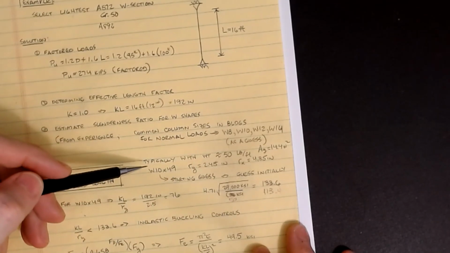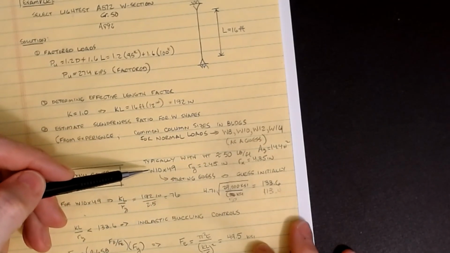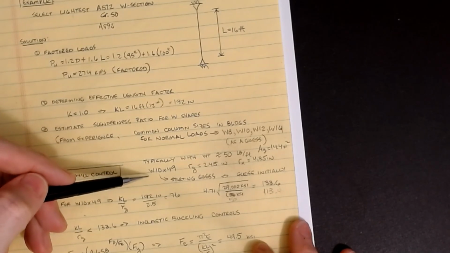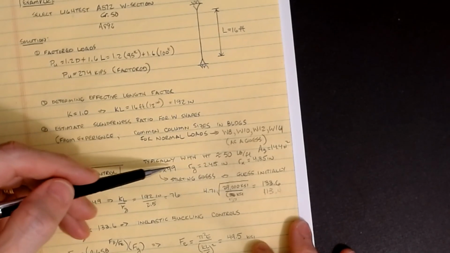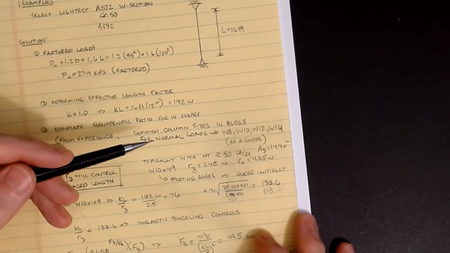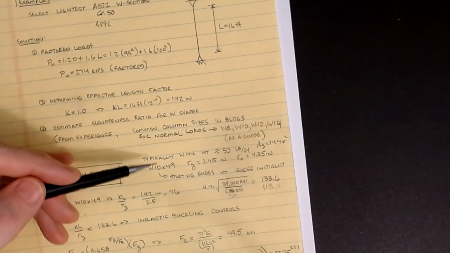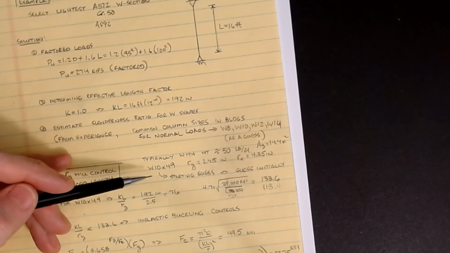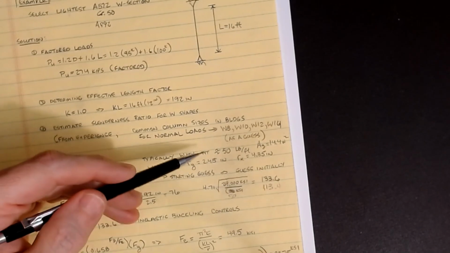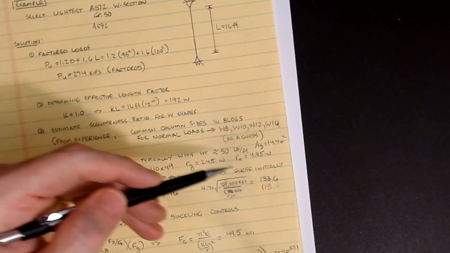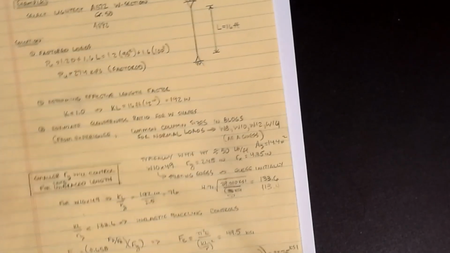So just for the sake of argument, just for testing this, we're going to take a guess and say, let's try a W10x49. This is a shape that's fairly close. Again, it's just a shot in the dark at this. If I look this member up in my steel manual, we're going to find that RY is 2.45 inches and RX is 4.35 inches.